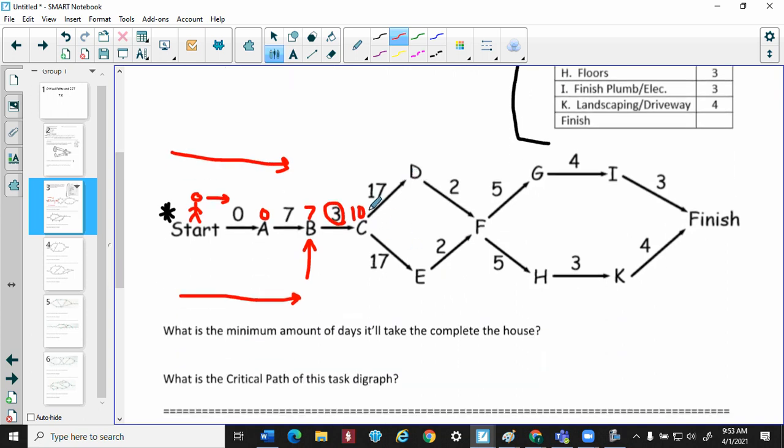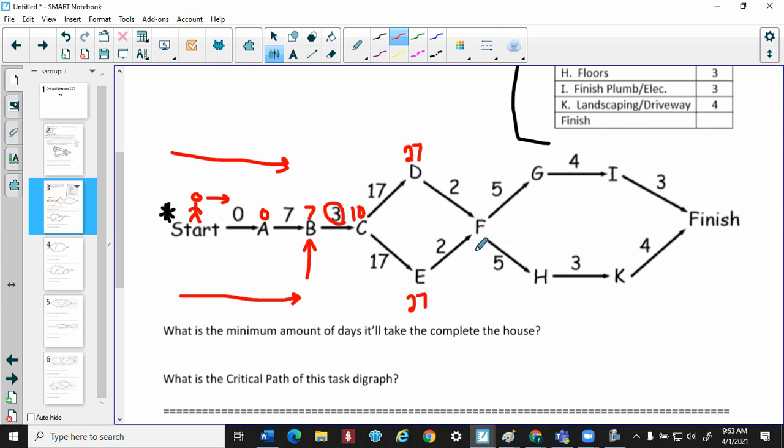Now notice how this graph has split into two parts. The reason it's split into two parts is because now tasks can be done simultaneously. D and E will be done simultaneously. C starts at 10, and it takes 17 days to do whatever C is. So that means D can start on day 27, as well as E.